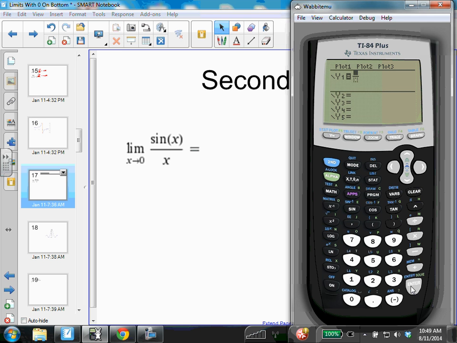So now we're just using sine of, and then there's a little button right here you can hit that gives you x automatically. Closing the parentheses and then put an x on the bottom. And then I'm just hitting the graph button. This thing will come up. Go ahead, Lexi.